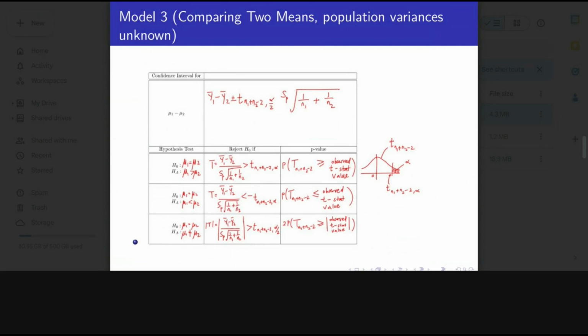Notice the degree of freedom. The degree of freedom follows the S-pool quantity. Just a hint: the degree of freedom you use always follows the S part.